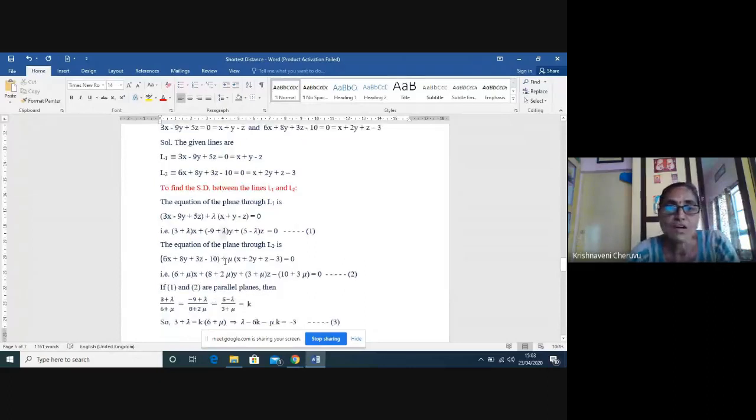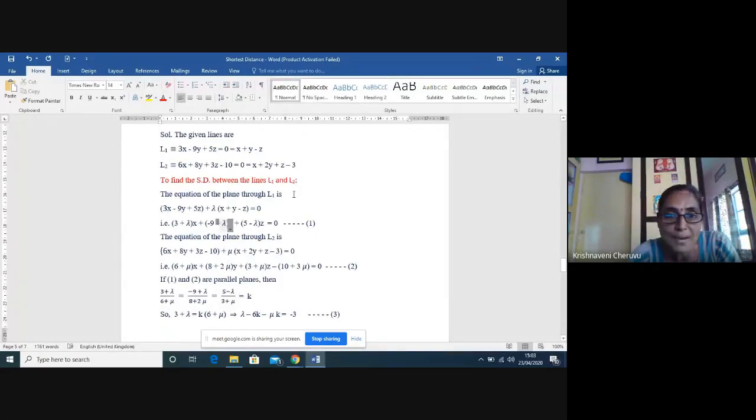Now first I'm finding the equation of the plane passing through the line L1. Again the same formula: first plane plus lambda into second plane is equal to 0. This is the equation of the plane passing through the line L1. I put it in the standard form, ax plus by plus cz plus d equal to 0. Now in a similar way, you find the equation of the plane through the line L2. What is the line L2? It is again the intersection of two planes.